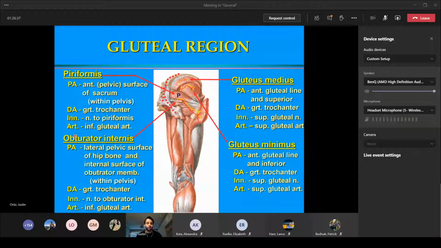So we'll talk about the piriformis, the obturator internus, the gluteus medius and minimus. They all are going to attach to the greater trochanter of the femur, which is why I said in the beginning that these attachments are important, because a lot of muscles are going to be attaching to it. One of them is the greater trochanter, which would be important to note. We'll get through the innervations later on, which are going to be obviously high yield.